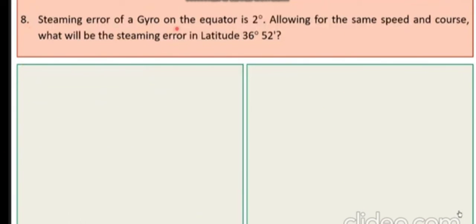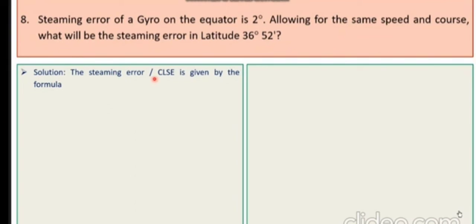Steaming error of a gyro on the equator is 2 degrees. Allowing for the same speed and course, what will be the steaming error in latitude 36 degrees 52 minutes? Now this question is a typical question. We have to use a specific formula for solving this question. Let's try to understand the solution.